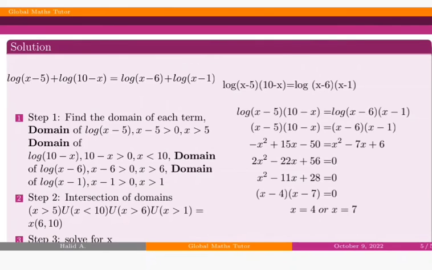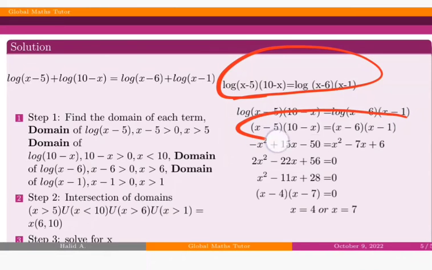So for this expression to be satisfied, (x minus 5) times (10 minus x) must be equal to (x minus 6) times (x minus 1). We need to solve this expression for x. Thus, (x minus 5) times (10 minus x) gives minus x squared plus 15x minus 50, which is equal to (x minus 6) times (x minus 1), giving x squared minus 7x plus 6.